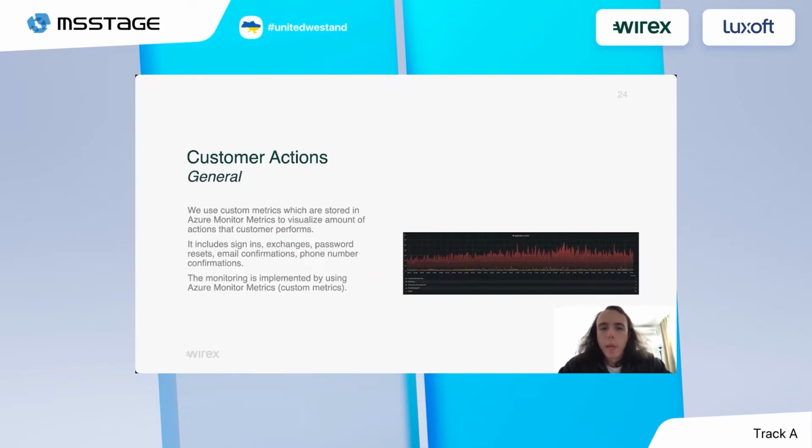We use custom metrics, which are stored in Azure Monitor metrics, to visualize the amount of actions that customers perform. It includes sign-ins, exchanges, password resets, email confirmations, and phone number confirmations. The monitoring is implemented by using Azure Monitor metrics. It's actually custom metrics made by Application Insights.